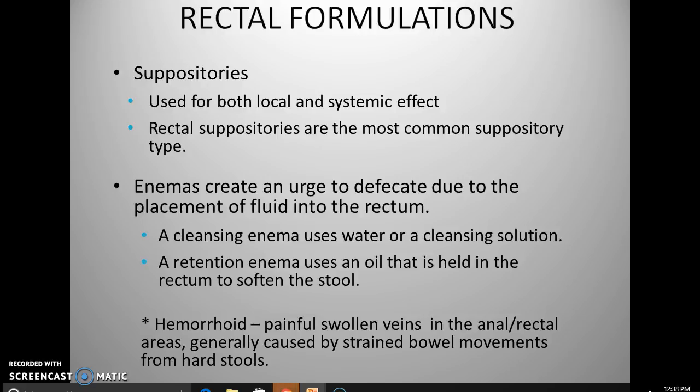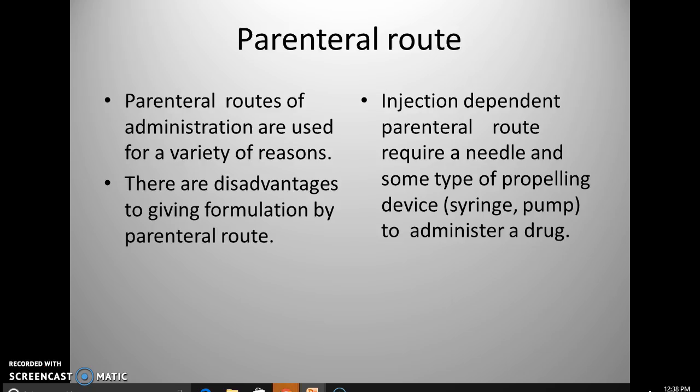So I was at the end talking about rectal formulations. Hemorrhoids are painful swollen veins in the anal rectal area, generally caused by strained bowel movements in many cases, but there are also other causes, hypertension, increased blood pressure, which is basically the same thing. Sometimes with genetic predisposition, and sometimes the suppositories can be very helpful in reducing the pain. Also, there are over-the-counter drugs such as Preparation H, which is used for the treatment of hemorrhoids.